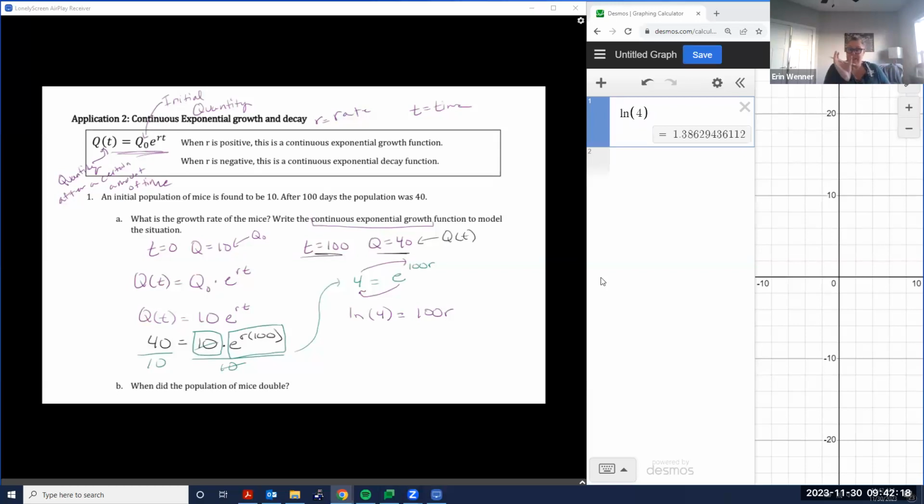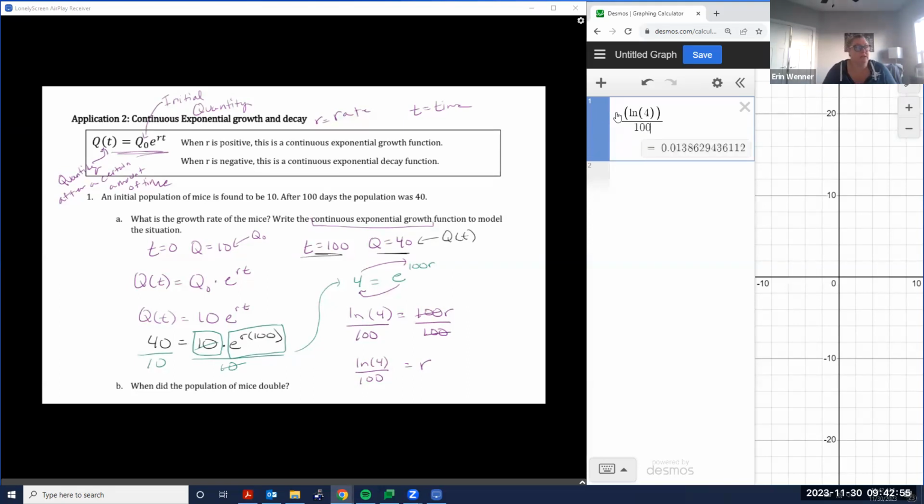So instead, we're going to leave that as ln of 4, and we're going to continue to try to isolate r. To isolate r, we're going to divide both sides by 100. And so we're left with r is equal to the natural log of 4 over 100. And now that's the whole piece that we want to put into our calculator. So if we go back to Desmos, we can put parentheses around the ln of 4 so that we can do the division key, and that will make us have a division problem.